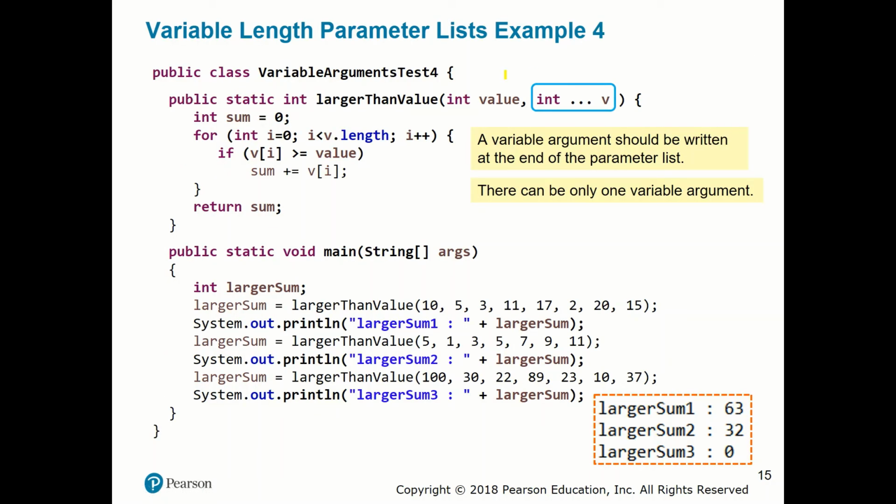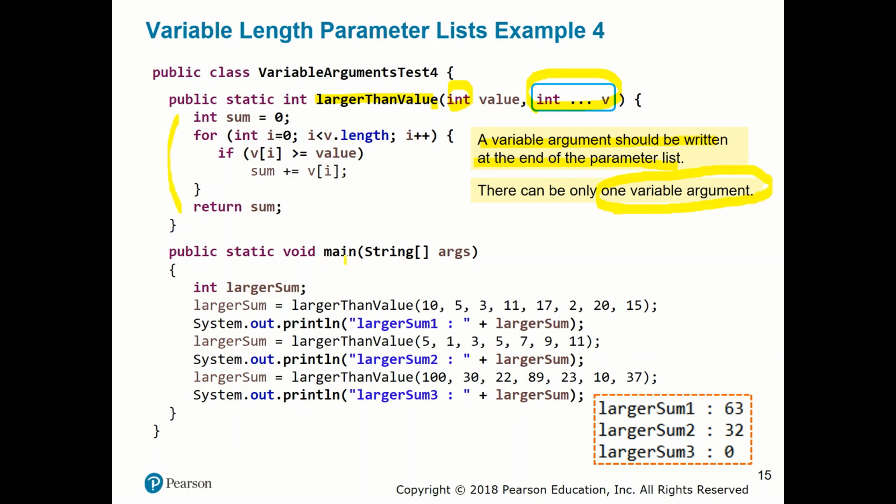Let's see this example. This class has a method called largerThanValue. It has one integer parameter and a variable length parameter. Like this, a variable argument should be written at the end of the parameter list. And there can be only one variable argument. We cannot put two sets of variable arguments. So you can analyze this one.